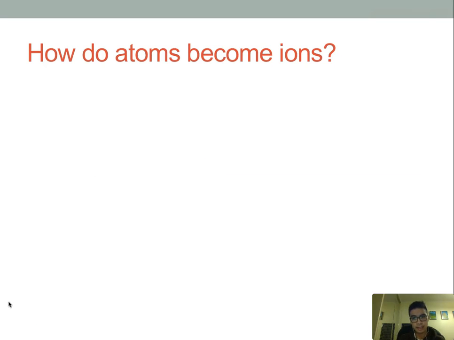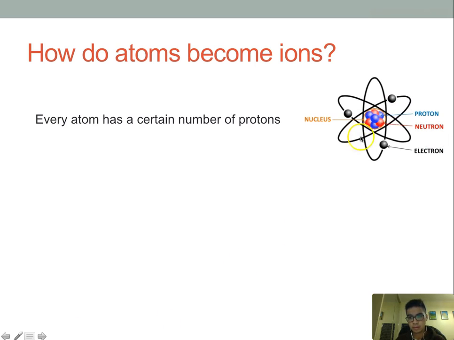Right, let's find out. Now we know that every atom has a certain number of protons. Just as a quick reminder, the protons are subatomic particles that we find in the nucleus. And the number of protons determines the atomic number of an element.